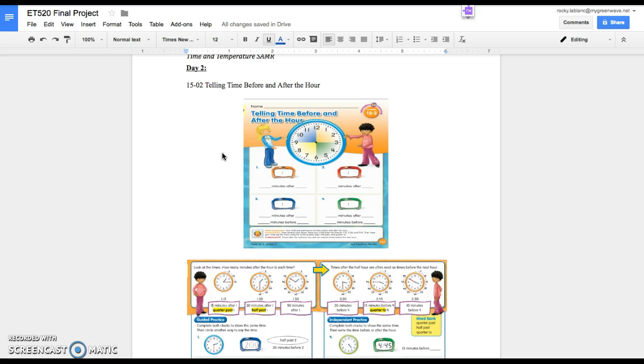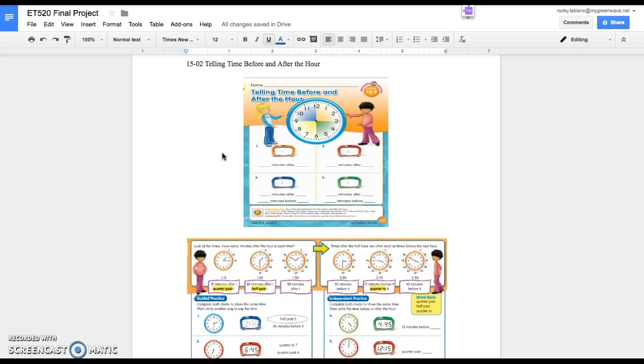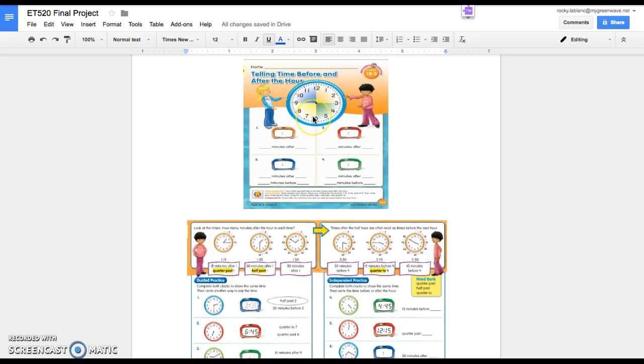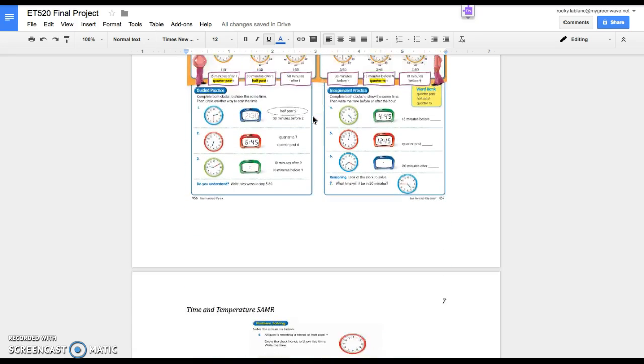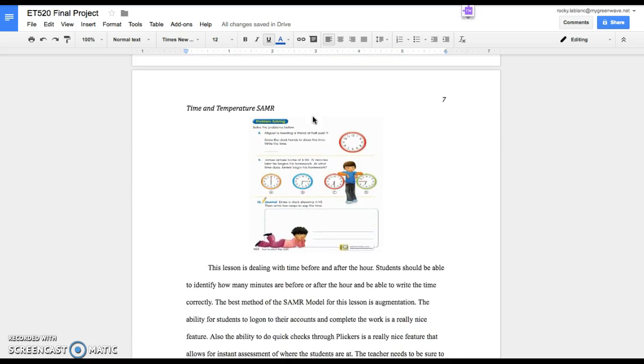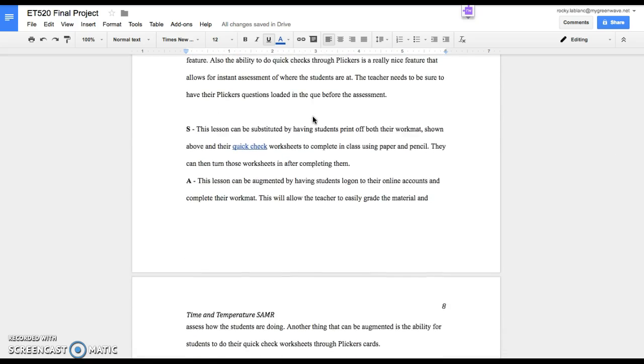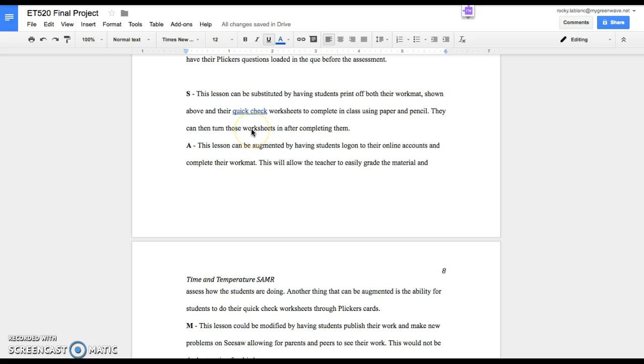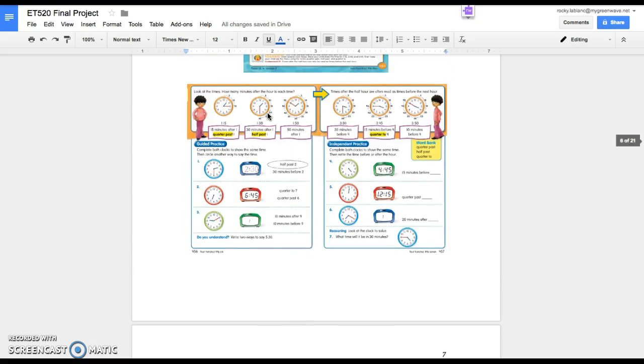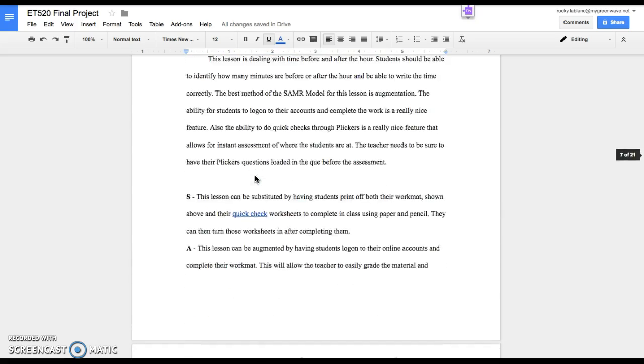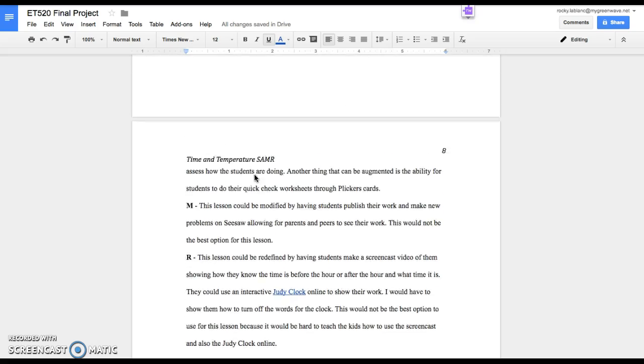Okay, day 2 of the time and temperature SAMR unit. This one is telling time before and after the hour. These were the standard worksheets that they would be working on before using the SAMR model. In this one here, students can substitute this lesson by printing off their quick check if they wanted to. They could print their quick check and this piece right here online. And I've already shown you guys how to do that, so I'm not going to go back through it again.